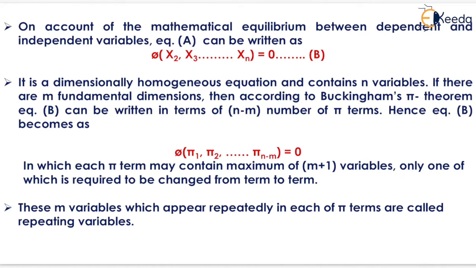Hence, equation B becomes phi of pi 1, pi 2 up to pi n minus m equals 0, in which each pi term may contain a maximum of m plus 1 variables, only one of which is required to be changed from term to term. These m variables which appear repeatedly in each of the pi terms are called repeating variables.